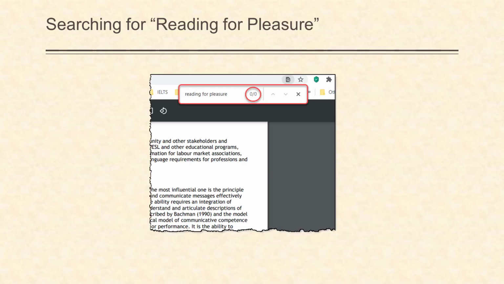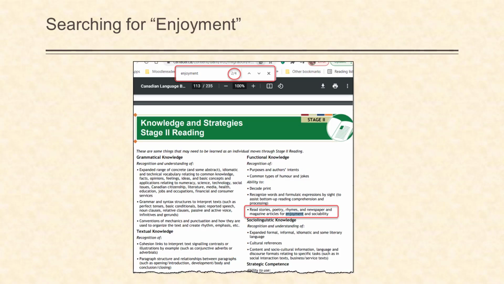I tried other search words such as pleasure reading, which also yielded 0 results. And then I tried enjoyment, which finally led me to the functional knowledge section of the Stage 2 Knowledge and Strategies page. But that was it. No further explanations were given more than this simple 2-liner here. Not convinced by this superficial search of keywords, I studied the reading sections more thoroughly, this time from A to Z, to see if there was any indication of an activity or activities that resembled extensive reading in any form, perhaps using a different terminology.